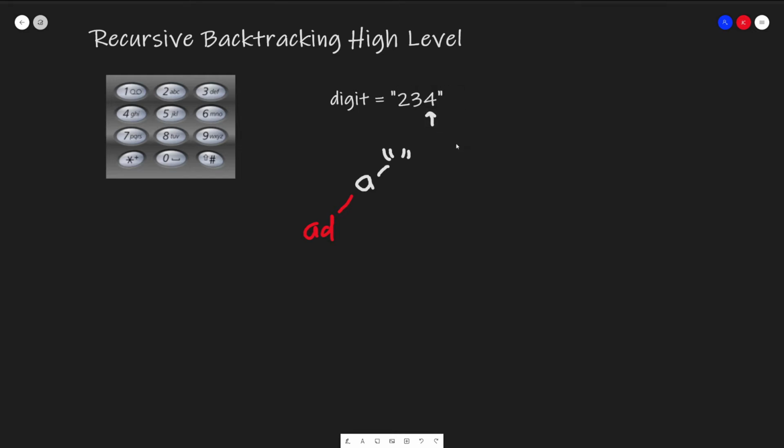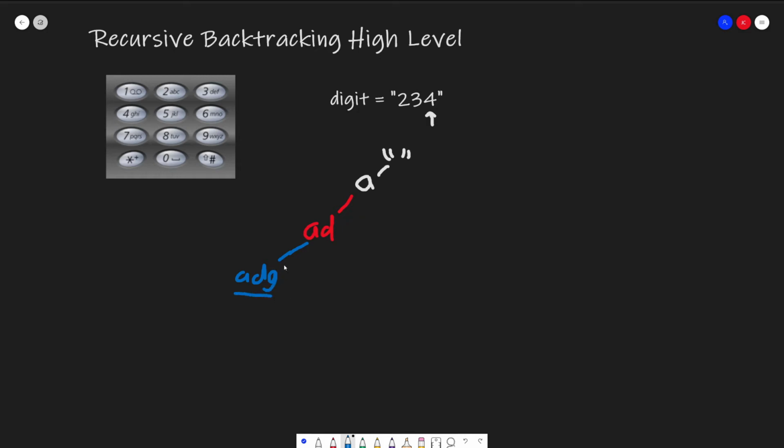So what we want to do at this point is match AD with one of the letters that's mapped with 4, which let's just say G. This will give us A, D, G, which is one of our solutions.